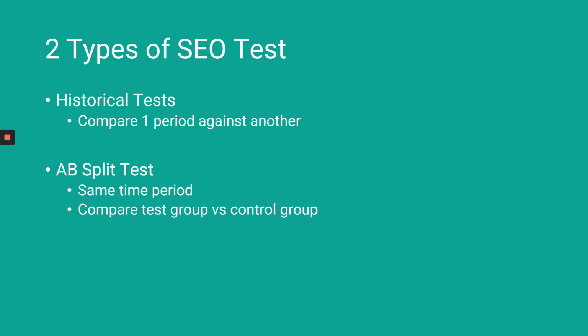There's two types of SEO tests that you can run in SanityCheck. A simple historical test where we compare one period against another, and A/B split tests, which run for the same time period but compare a test group of URLs versus a control group of URLs.